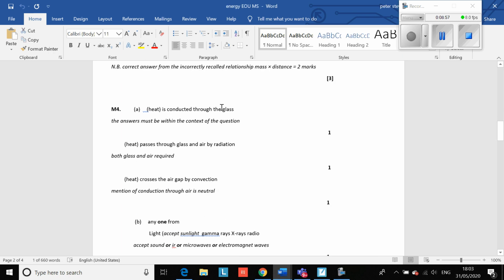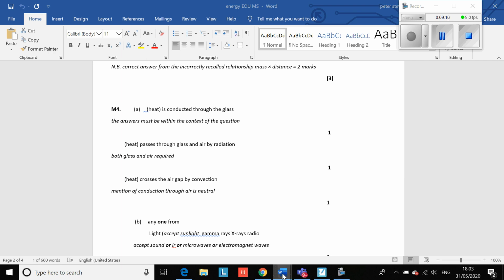Okay, so for this, heat is conducted through the glass. Remember glass is a solid and heat conducts through solids. Heat passes through the glass and air by radiation, and heat crosses the air gap by convection. Okay, 1, 2, 3 marks.